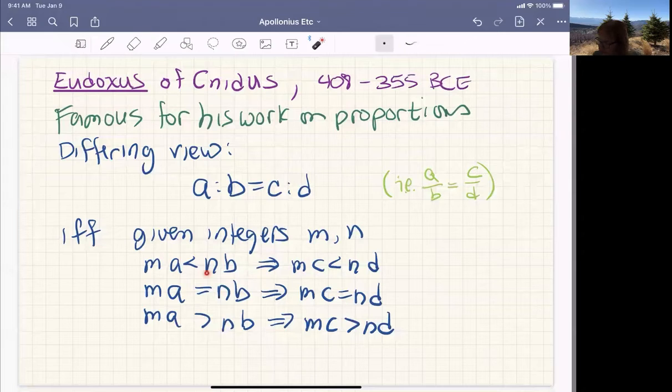And if you get this inequality for the A and the B, you get the same inequality for the C and the D. And likewise, if when you multiply m times A, it's equal to n times B, then if you multiply m times C, it's equal to n times D. If you multiply m times A and it happens to be greater than n times B, then similarly, m times C will be greater than n times D.